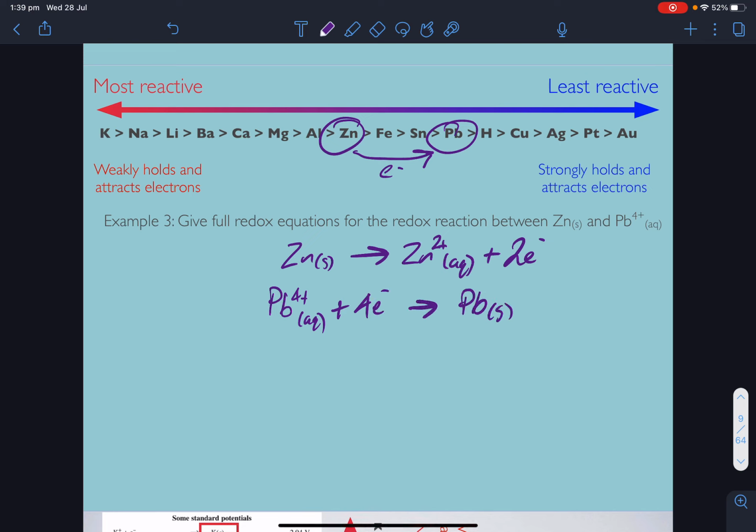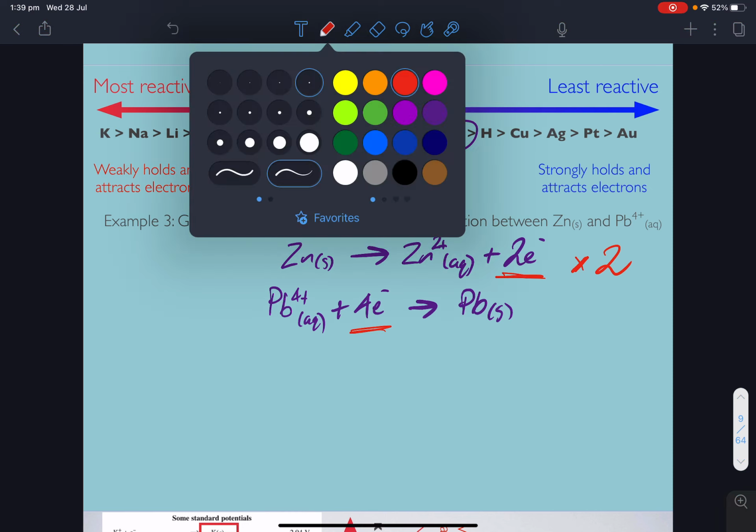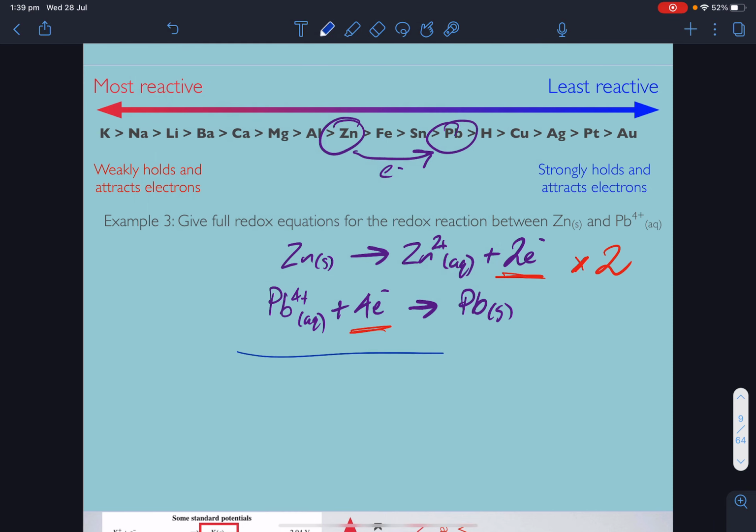Alright, we haven't got the transfer of the same amount of electrons. We've got 2 and 4, 2 being produced, 4 being consumed, so we need to multiply that top one by 2 when we add them together. Alright, so when we add them together, we're getting 2 zinc solids, and moving down to the second one, we're leaving that by itself. Lead 4 plus, we're not multiplying it by any coefficient. And the 4 electrons, but I know they'll cancel.